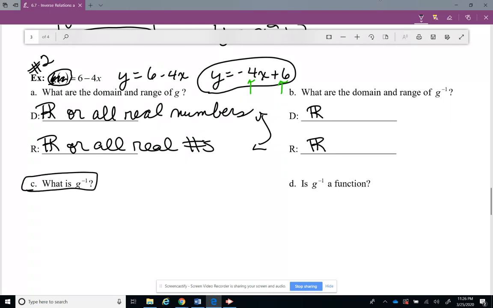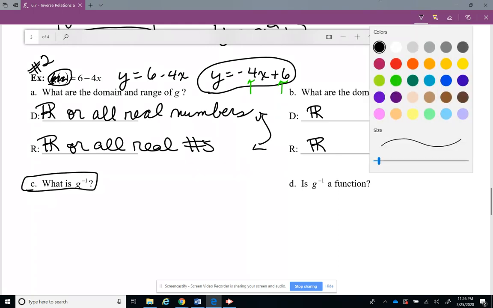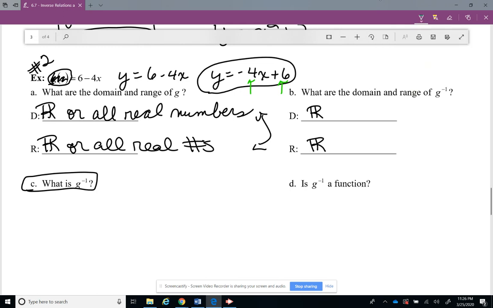What is g inverse? Well, let's go up here and look. Let's switch the place of the y and the x. I just did that in green if you wondered where it was. All right, so we're going to say x equals negative 4y plus 6. All right, remember your next step is to solve for y. Okay. All right, so I got to get y by itself. So I'm going to subtract 6 from both sides.